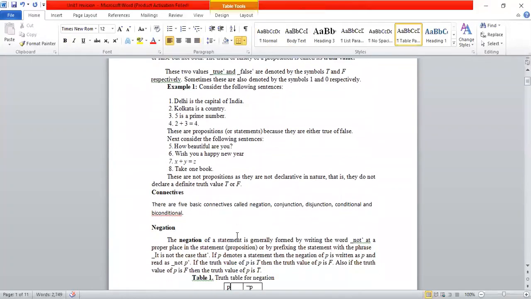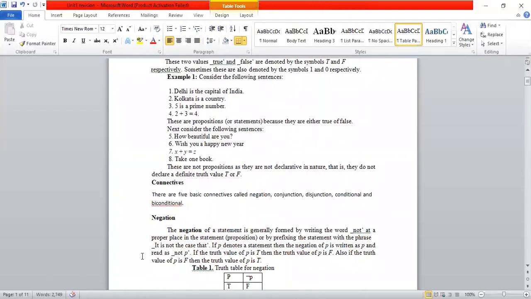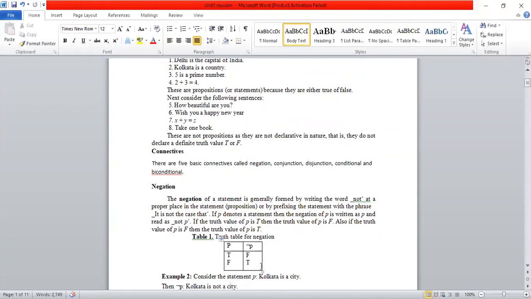Coming to the first connective, that is negation. The negation of a statement is generally formed by writing the word not at a proper place in the statement, or by prefixing the statement with the phrase 'it is not the case that'. If P denotes a statement, then the negation of P is written as ¬P and read as not P. If the truth value of P is T, then the truth value of ¬P is F. Also, if the truth value of P is F, then the truth value of ¬P is T. So this is the truth table for negation.